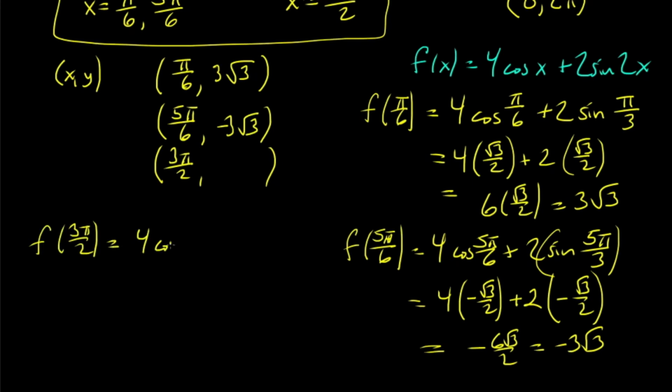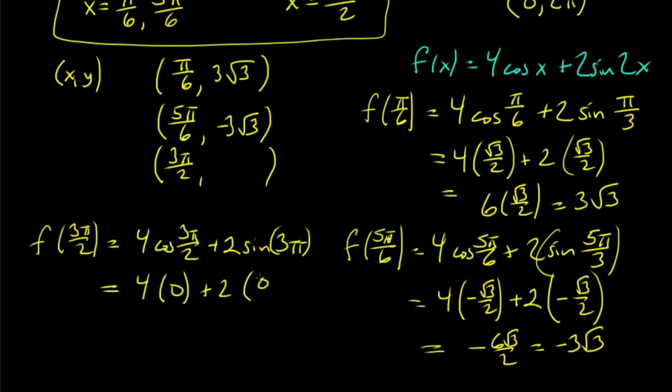So 4 times the cosine of 3 pi over 2 plus 2 times the sine of 3 pi. Right, so cosine of 3 pi over 2, cosine is the x-coordinate, so that's 0, 4 times 0. And sine of 3 pi is also 0. So 0 plus 0 is 0. So the y-coordinate here is 0.